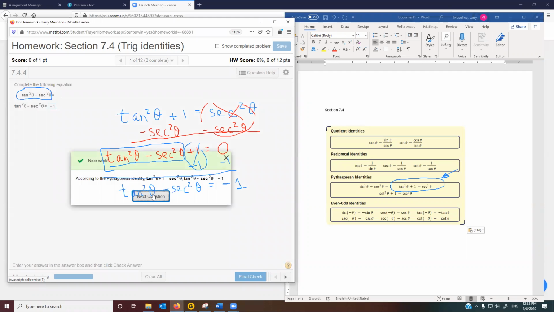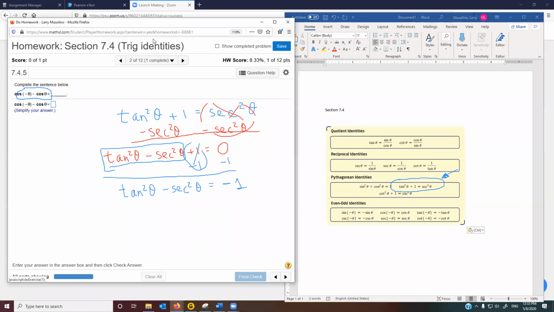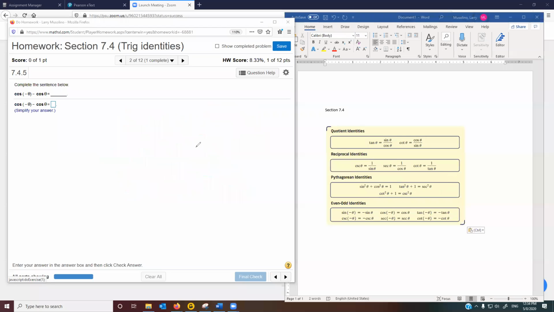Okay. All right, let's go to the next question. This one is asking us to work out this expression involving cosines. Let me write this down here. It says cosine of negative theta subtract cosine of theta.